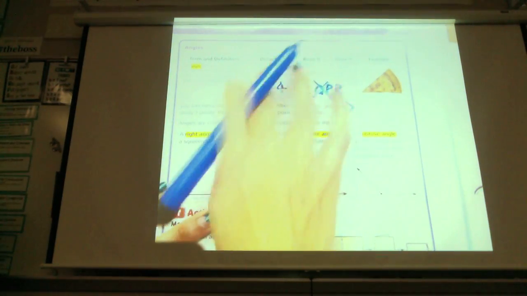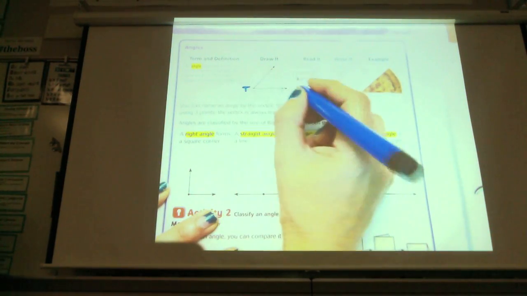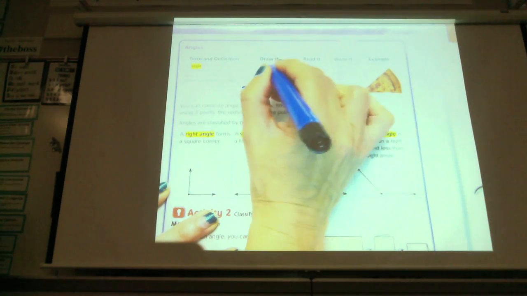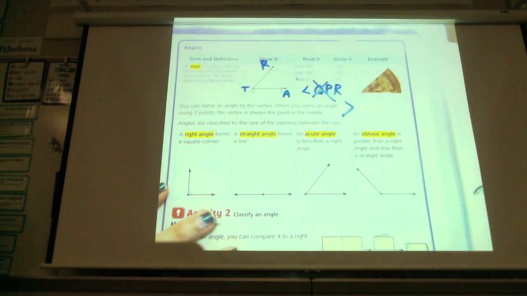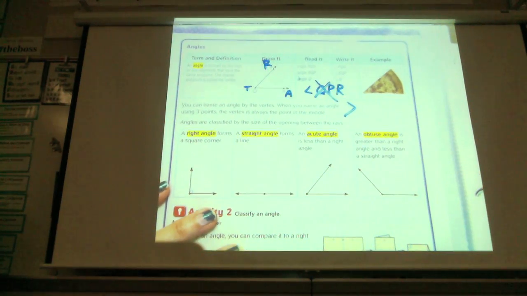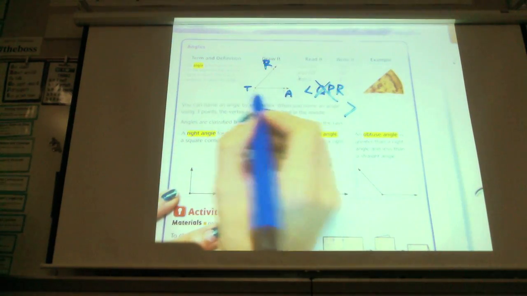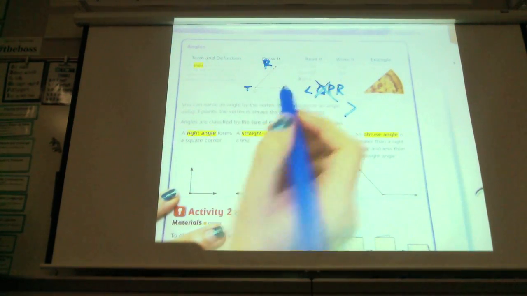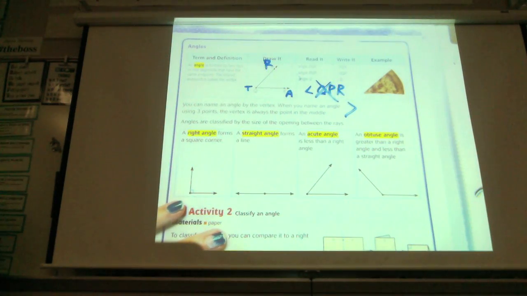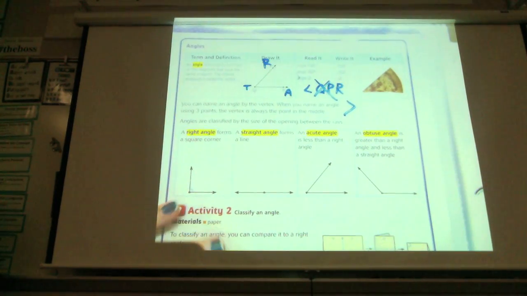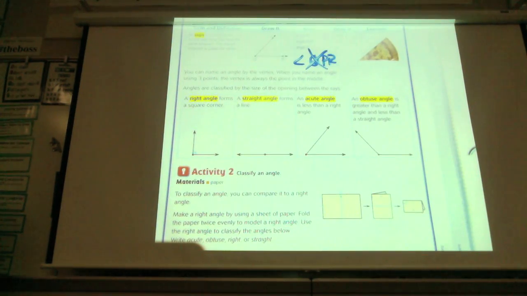So he's asking, could I call this T, A, and R? Can I call it T, A, and R? Yes, it doesn't matter. Do I have to write them in alphabetical order when I write them? No. I'm going to write A, T, R, or R, T, A, so that they know that I'm talking about angle T. It doesn't matter if the letters are near each other in the alphabet, and they don't have to be written in order. Next one is a right angle.